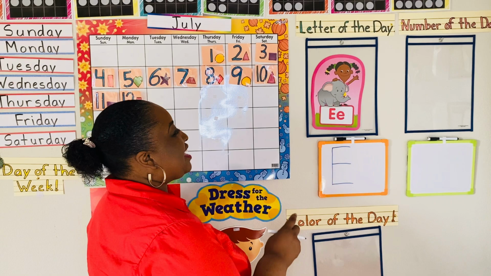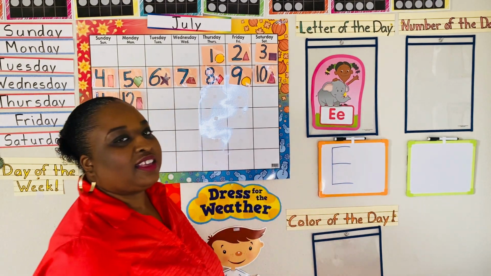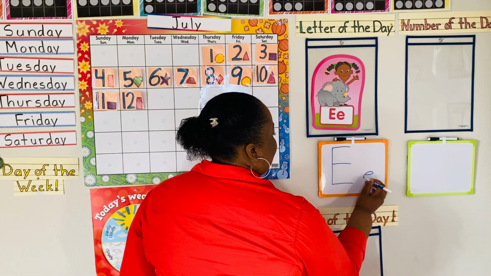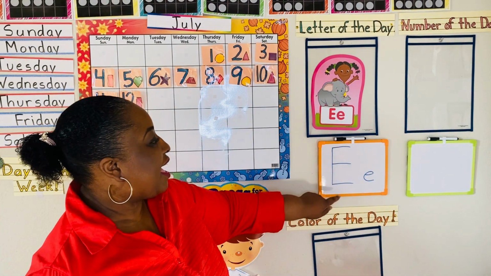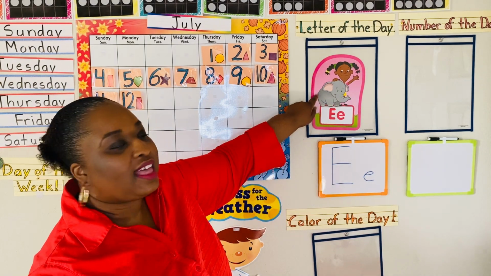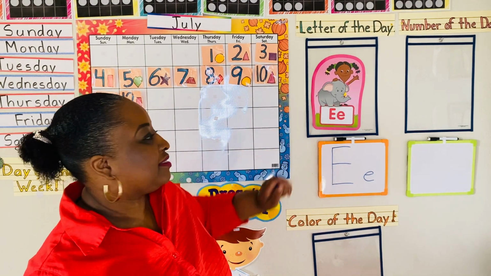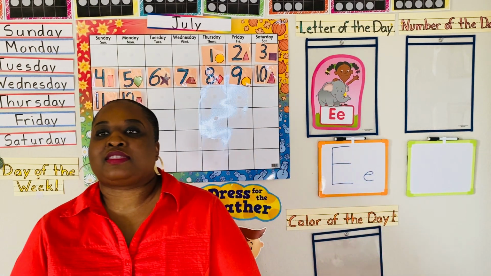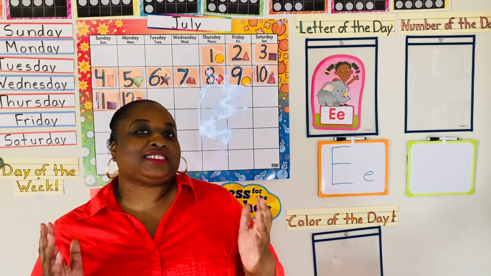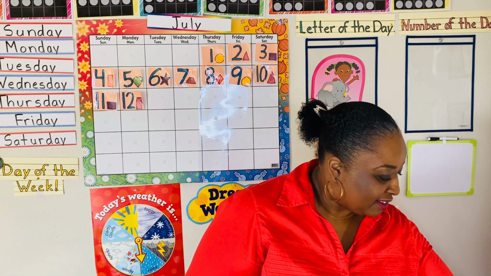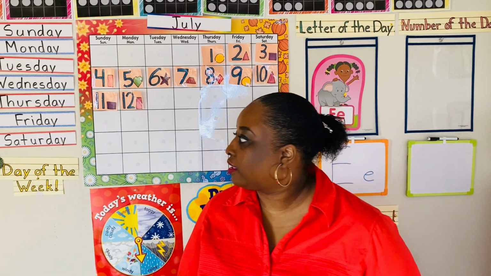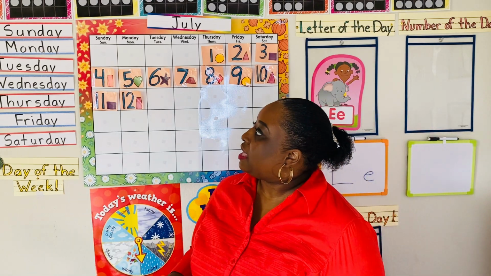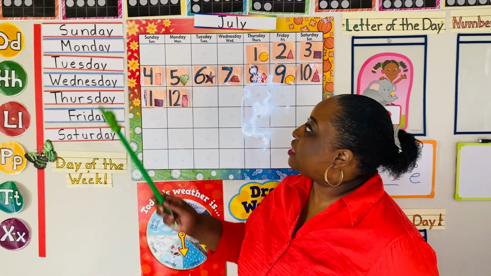Good job. Now we're gonna do the lowercase E, the small E. And E makes the eh sound for elephant. Eh, eh, eh. All right, good job. Next, we're gonna do the days of the week. Okay, and we're gonna sing a little song.